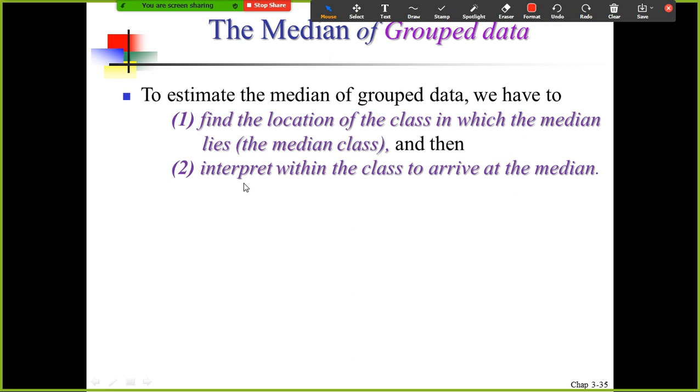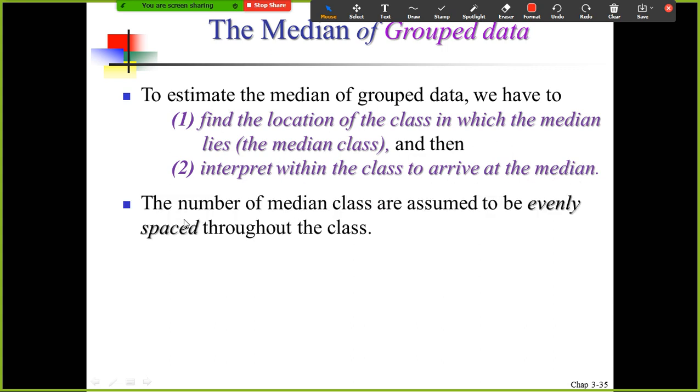Then we do some calculation in order to find the median value. This is not the median value, this is the median class. First, when you have a frequency distribution, in order to find the median, you need to find the median class, and when you know the median class, you can find the median value.